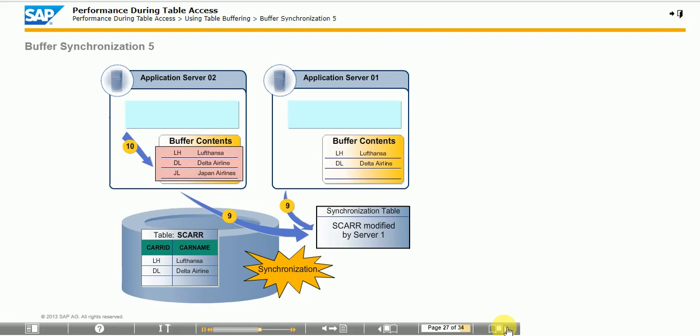The next access from server 2 to data in the SCHAR table therefore uses the database. Server 1 does not have to invalidate the table in its buffer as it is the only changer of the SCHAR table itself. Server 1 therefore uses its local buffer again the next time it accesses records in the SCHAR table.